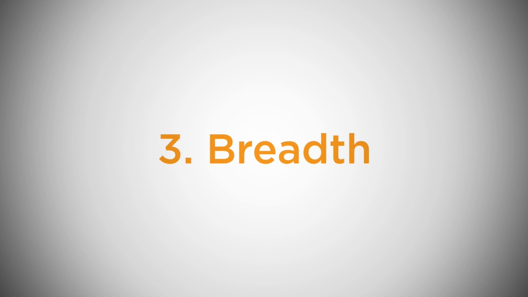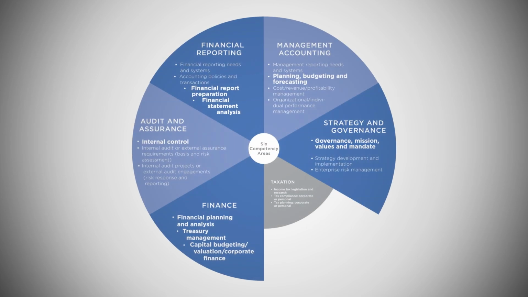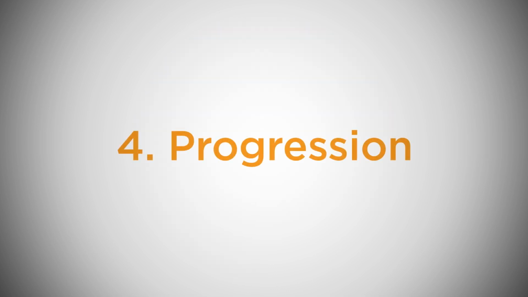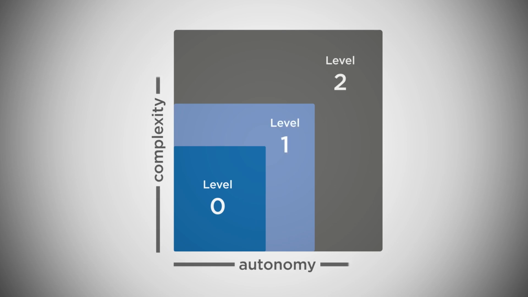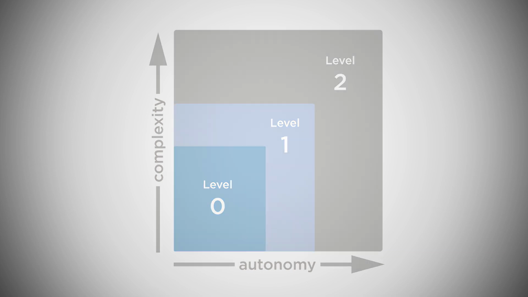3. Breadth. Proficiency in at least 8 competency sub-areas, at least 4 sub-areas at level 2, and the remaining at level 1. 4. Progression. Future CPAs are not expected to demonstrate all required proficiencies over the entire term of their practical experience, but must demonstrate a progression in proficiency.